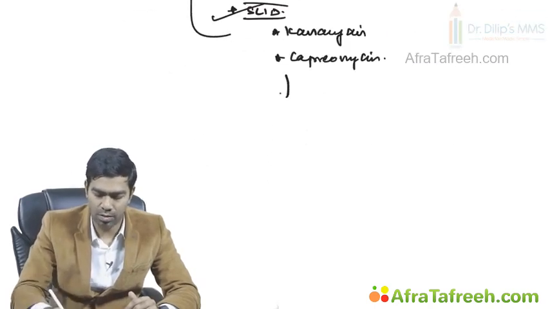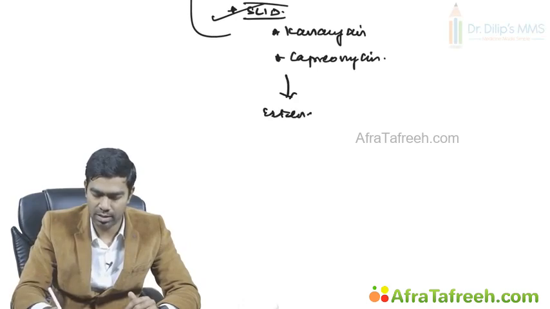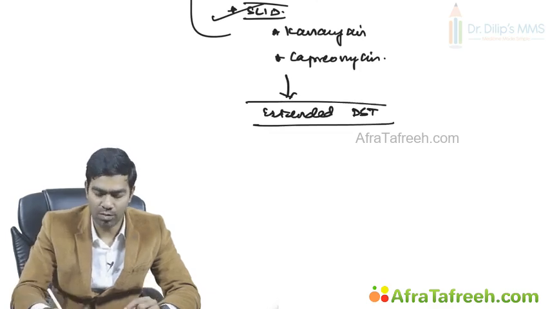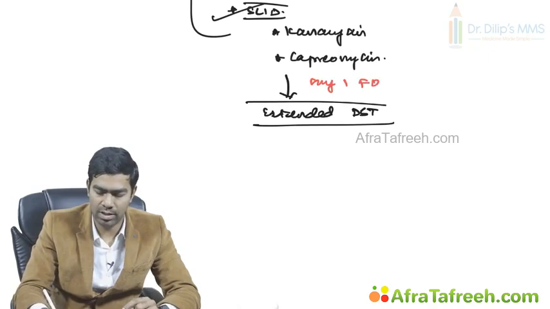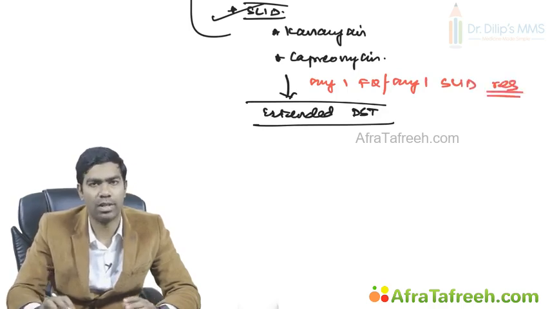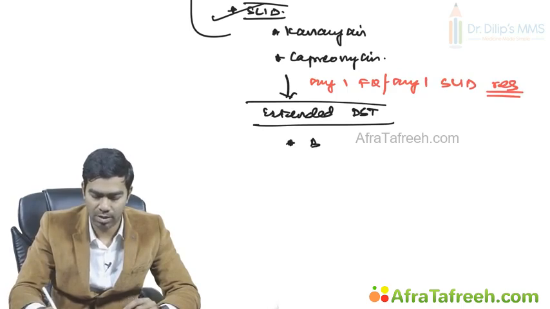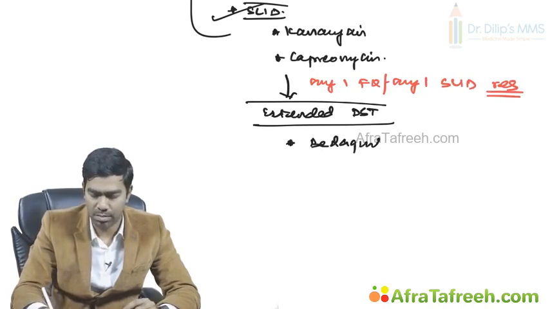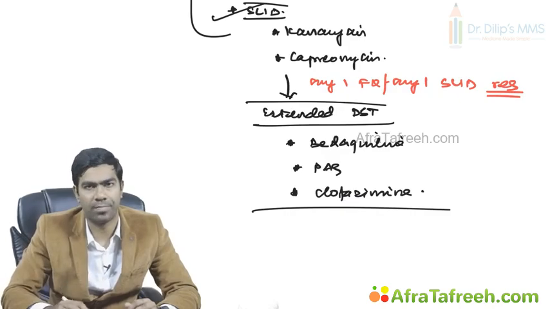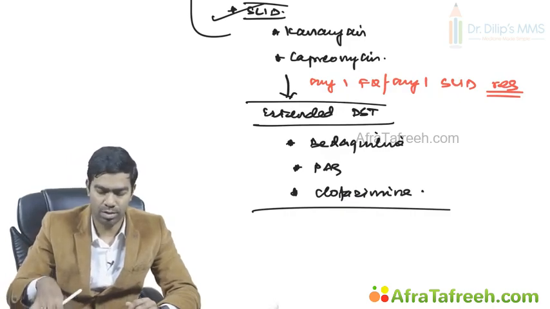But you can also go for an extended DST. That's called extended drug sensitivity testing. Suppose any one fluoroquinolone is resistant, or any one second line injectable agent is resistant. In this condition you have to do a full profile, that's an extended DST, where they are going to test for three important drugs, that is bedaquiline, PAS and clofazimine. You have to test for this. So these are the three drugs that will be tested under extended DST. Clear? So very, very important points, all these things.